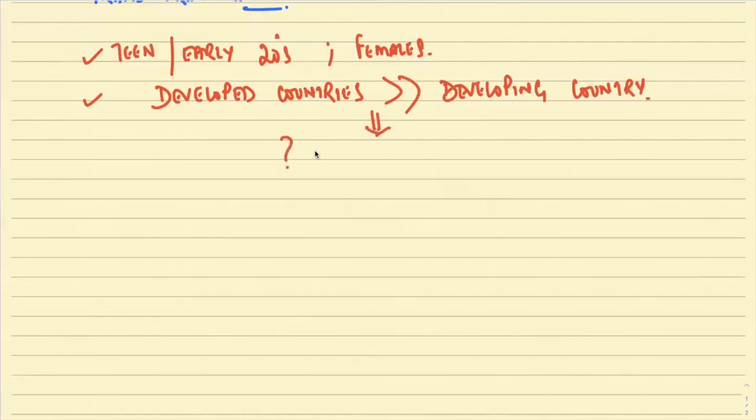Why is it that people in developed countries are more affected as compared to developing countries? One very important factor here is the hygiene hypothesis. Having better hygiene is actually bad. So what is the hygiene hypothesis?